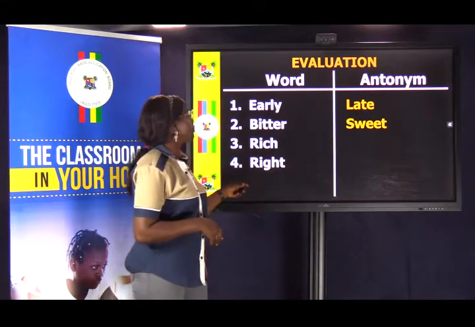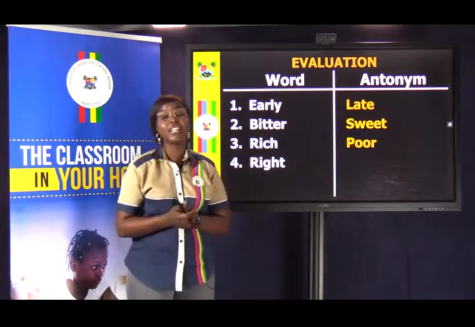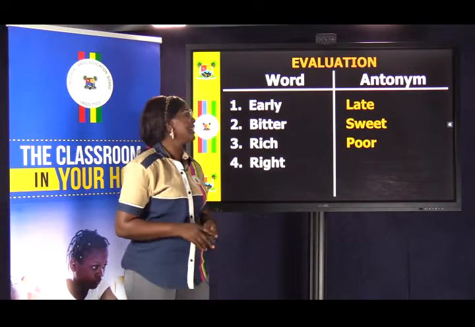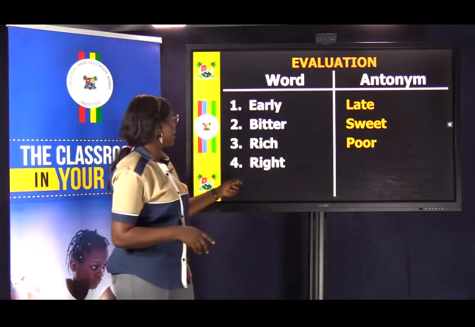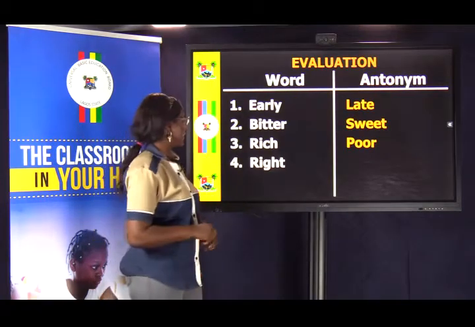Okay, the third one, rich. I'm rich. What is the antonym? It is what? It is poor. It is poor. Okay, the fourth one, right.